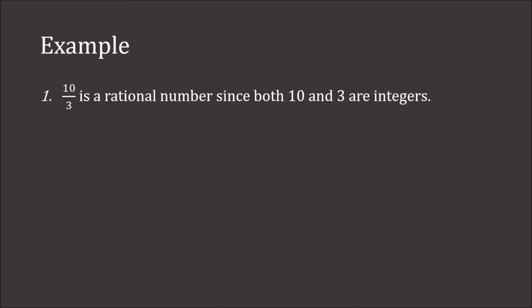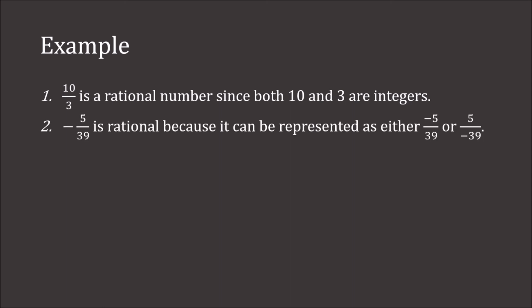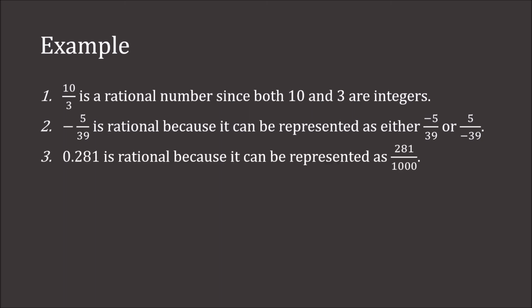10 over 3 is a rational number since both 10 and 3 are integers. Negative 5 over 39 is rational because it can be represented as either negative 5 over 39, where both negative 5 and 39 are integers, or as 5 over negative 39, where both 5 and negative 39 are integers. 0.281 is rational because it can be represented as 281 over 1,000. And of course, 281 and 1,000 are both integers.